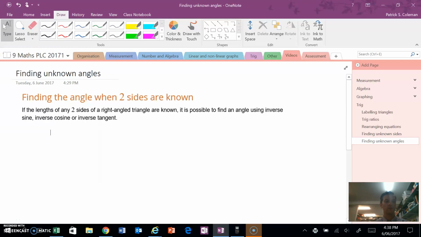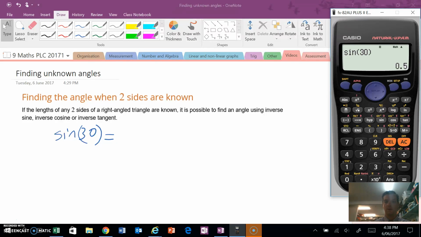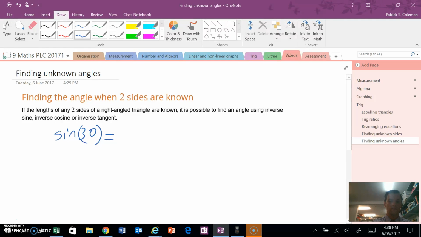In today's lesson, we're going to find unknown angles using inverse trig ratios. So just as a quick recap, one of the things we've seen is that sine 30 degrees, we can evaluate that, and let's just do that on the calculator to make sure we know what's going on there. So we have sine 30 equals 0.5.